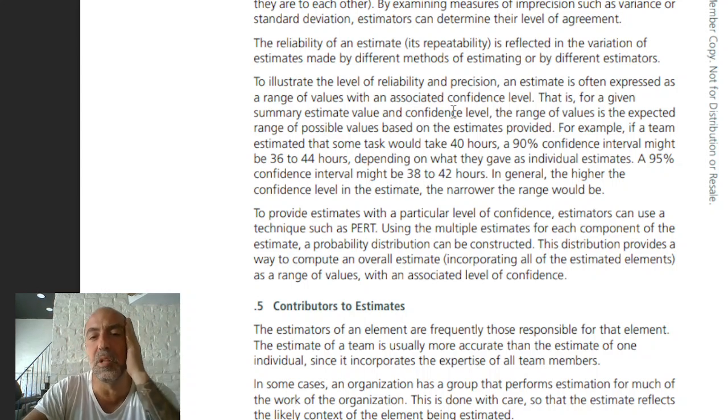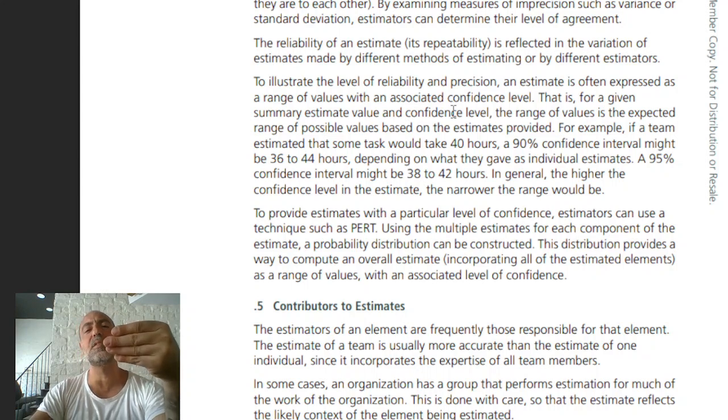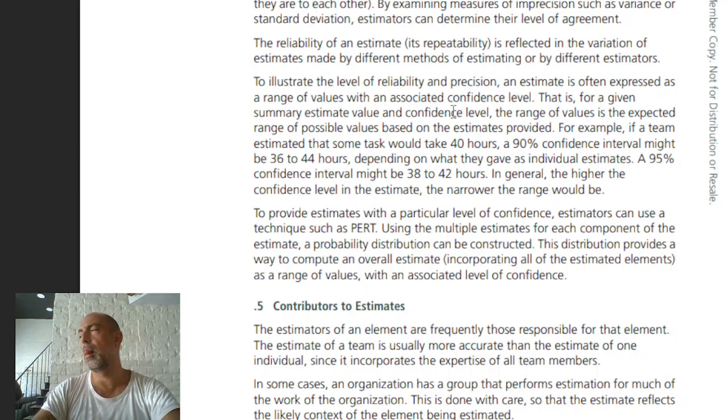The reliability of an estimate is reflected in its repeatability, in the variation of estimates made by different methods of estimating or by different estimators. Yeah, but how often can we repeat it without actually losing out?